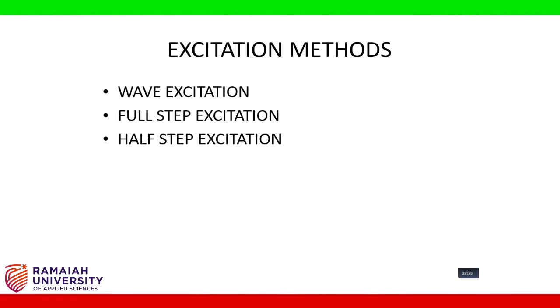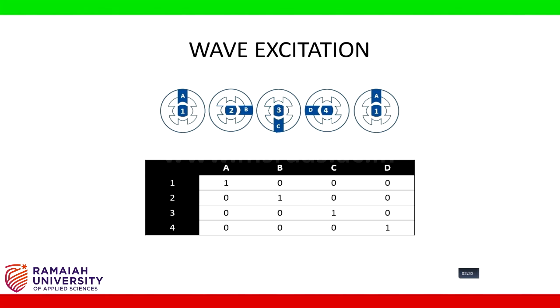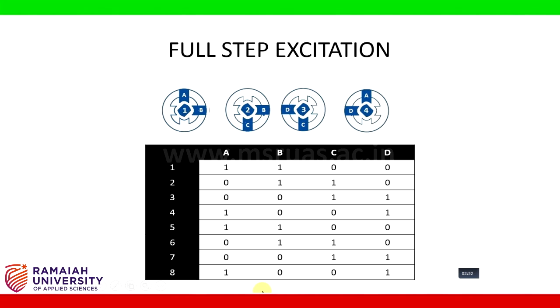So, based on the sequence in which the coils are excited, there are different excitation methods, namely wave excitation, full step excitation, half excitation. Wave excitation. In wave excitation, a single coil is excited in sequence one after the other, such that the rotor rotates 360 degree in steps of 90 degree each. The table shows the sequence of excitation.